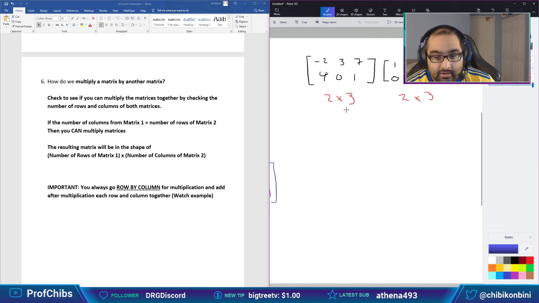So another way to remember that. So 3 and 2. We have to determine if these are equal. Now these are certainly not equal to each other. So we cannot multiply these two together. So again, cannot multiply. Now don't do it again.